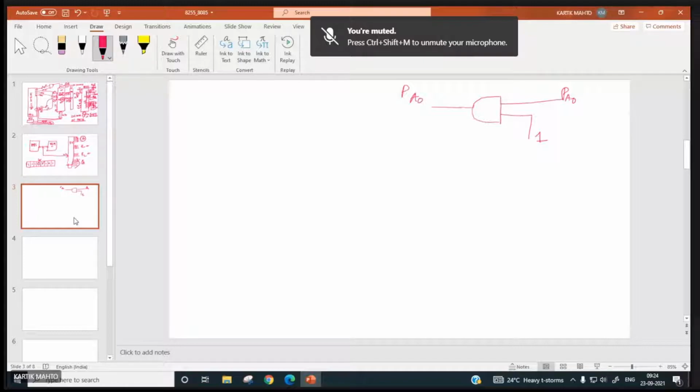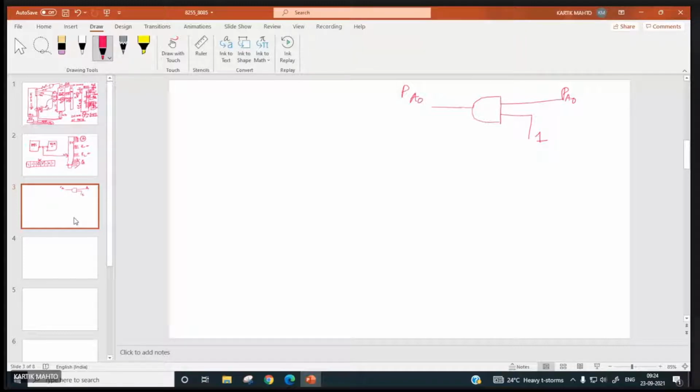Sir, I didn't understand this part. PA0 equal to say 1. At this point, what will be the value? What will be Y? 1, sir. 1. It means PA0 is traveling in this direction. I'm just giving you the schematic idea.